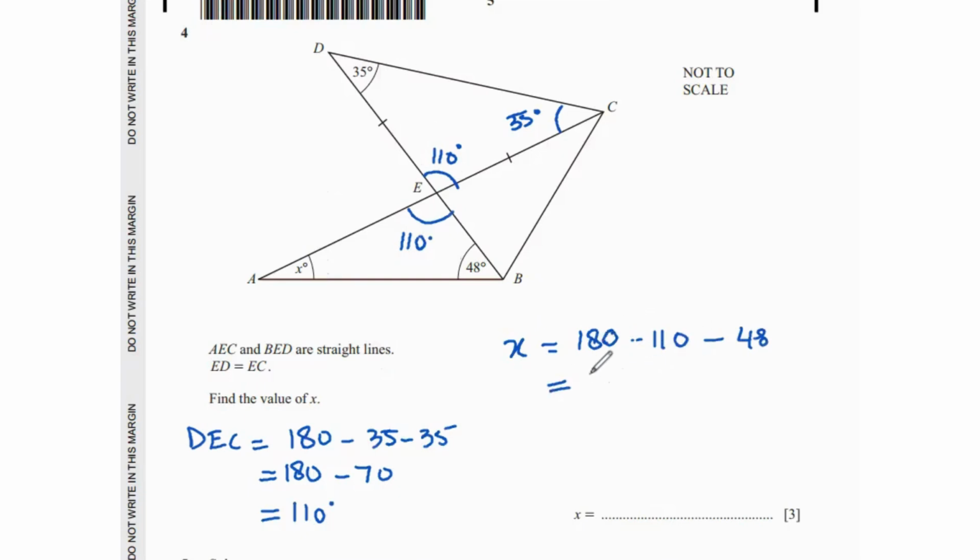180 minus 110 is 70. 70 minus 48 is going to be 22. So 22 degrees is the angle X.